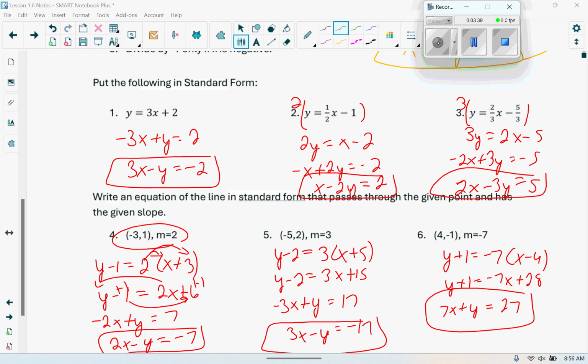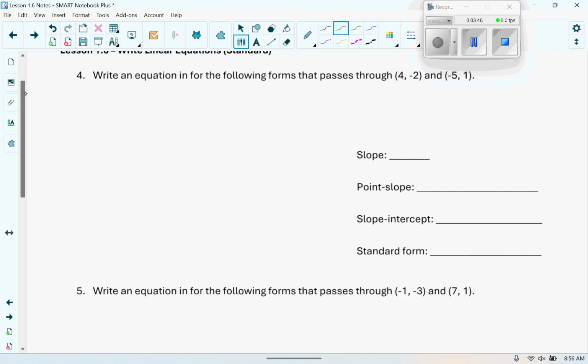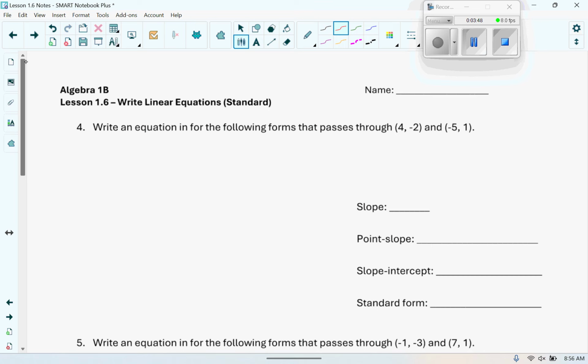Okay, here are my 3 answers. Again, make sure that you have the same thing, and let's move on. This equation is like a test question. Notice we don't even have the slope yet. So we're going to have to find the slope, then put it into point slope form, then slope intercept form, and then standard form. This test question actually has a lot of points. So let's find the slope.